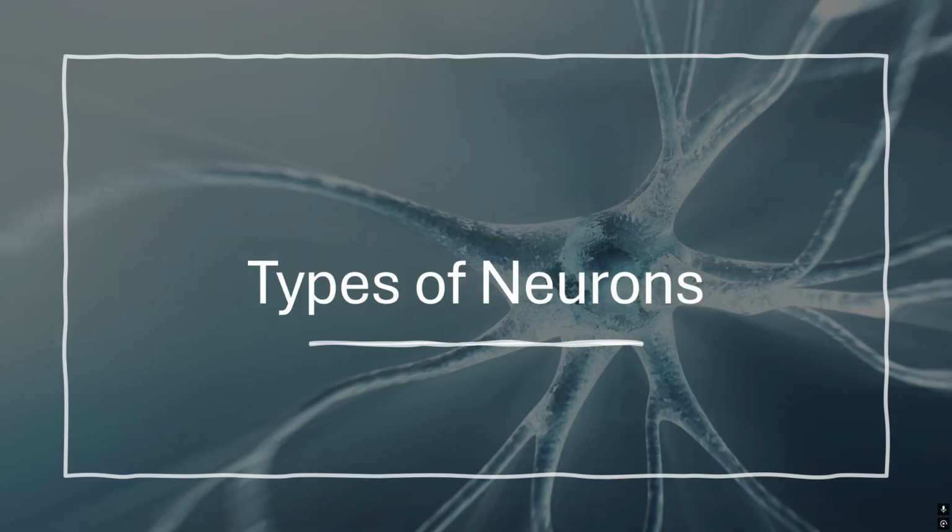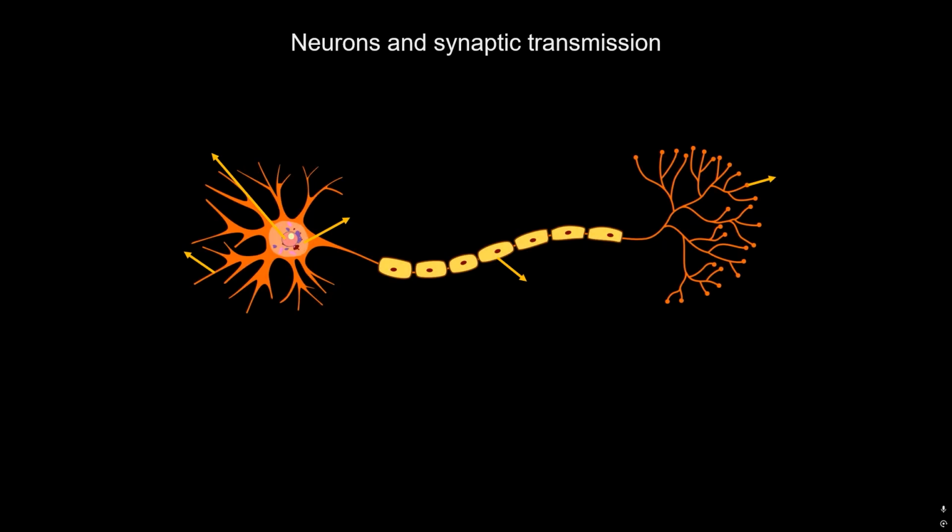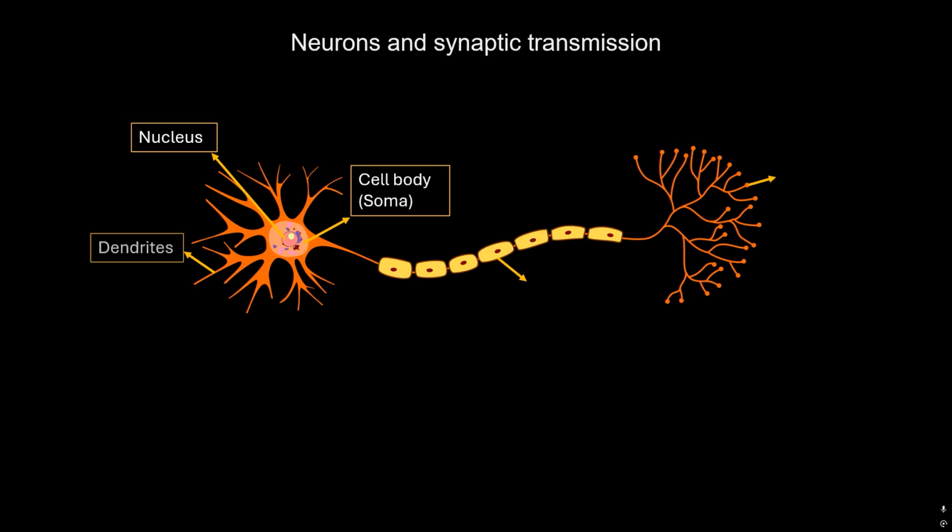So starting off, let's look at different types of neurons. So what is a neuron? As we can see on screen, these are the things that make up a neuron. We've got the nucleus of the neuron, the cell body or soma, and dendrites, which reach out to the other neurons to communicate. We've got the myelin sheath, which acts as an insulator and helps the action potentials, or the electric impulses, travel between neurons. And we've got the axon terminals.